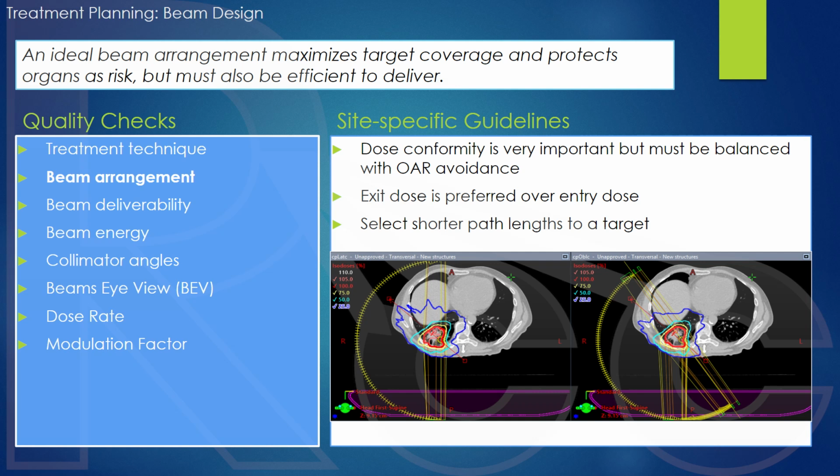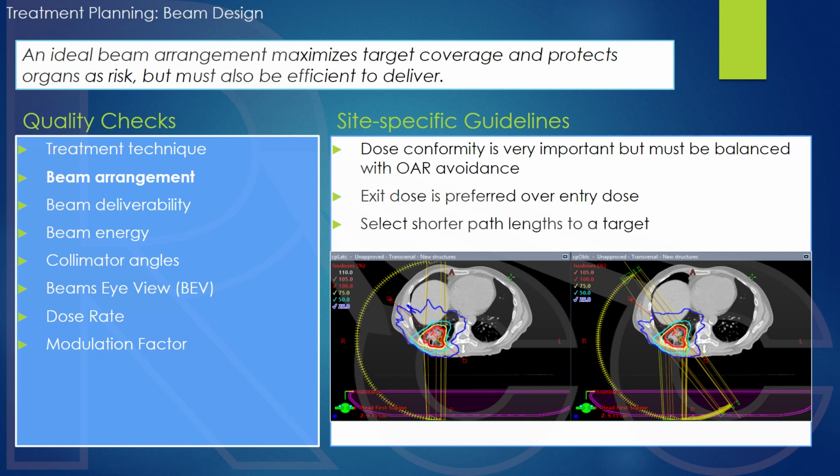And by organ avoidance, what I mean is that the dose gradient is a little bit steeper in the direction of the spinal cord. However, overall, the isodose lines, in particular the 50% isodose line and above, tend to be tight and fairly symmetrical in different directions going out from the PTV. Now, when an organ at risk is nearby, the exit dose is preferred over the entry dose, so try not to treat through an organ at risk to reach the target. And selecting shorter path lengths to a target can reduce the integral dose.